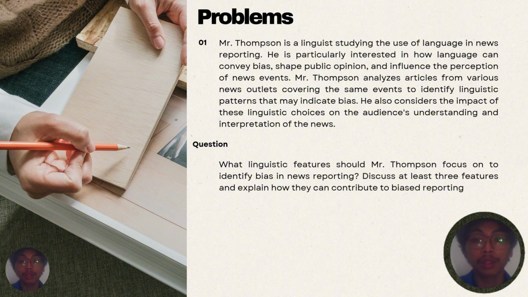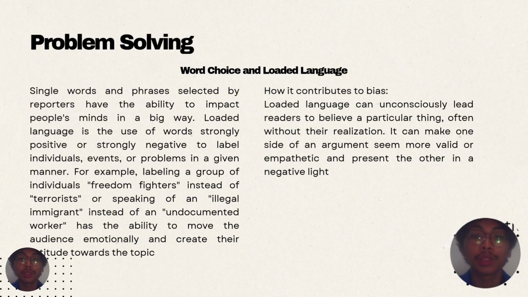So the question is, what linguistic features should Mr. Thompson focus on to identify bias in news reporting? Discuss at least three features and explain how they can contribute to biased reporting. So, the first feature is word choice and loaded language. Single words and phrases selected by reporters have the ability to impact people's minds in a big way.